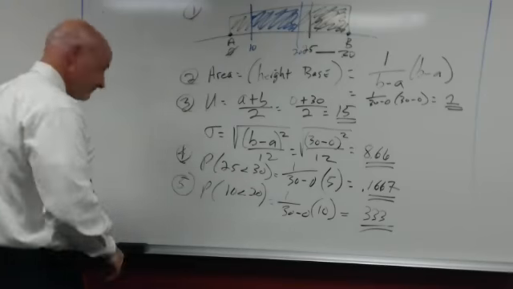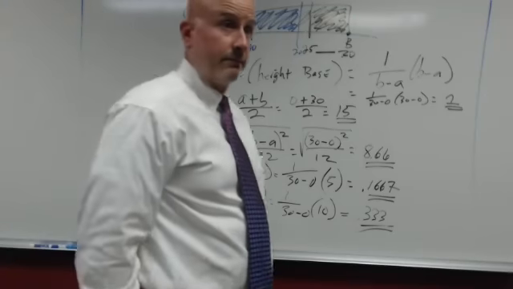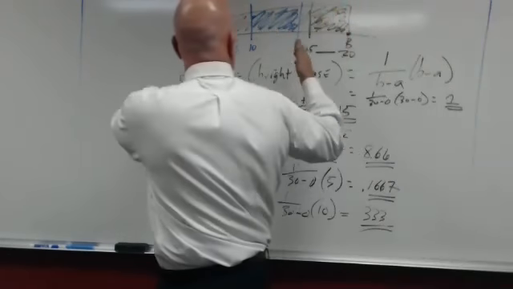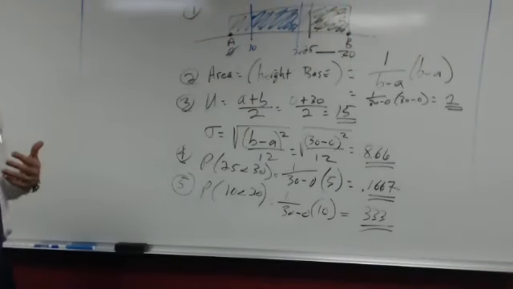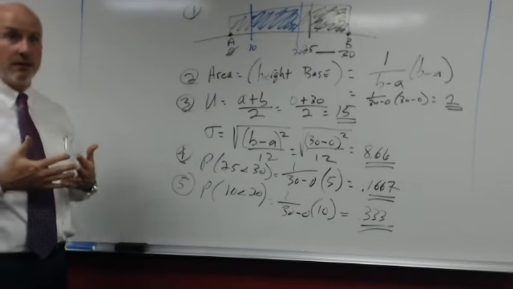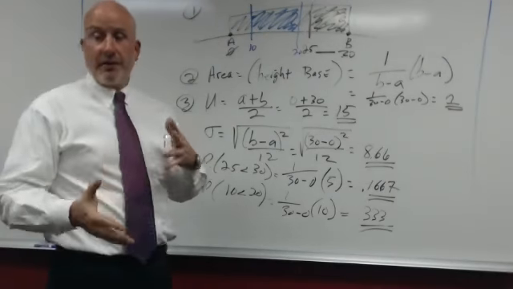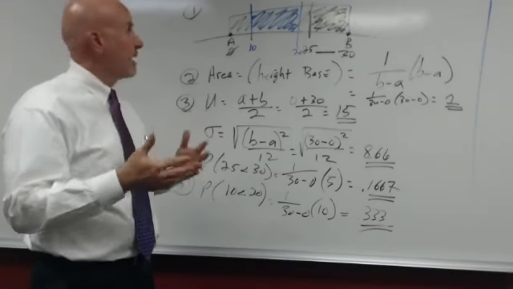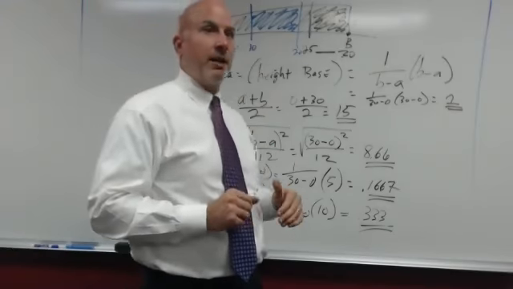So you can say 33.3%. The probability that students wait between 10 and 20 minutes is 33.3%. There's a 33.3% probability that a student will arrive and have to wait within 10 or 20 minutes.